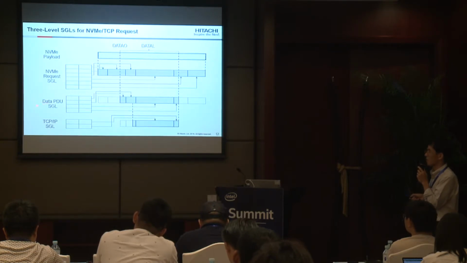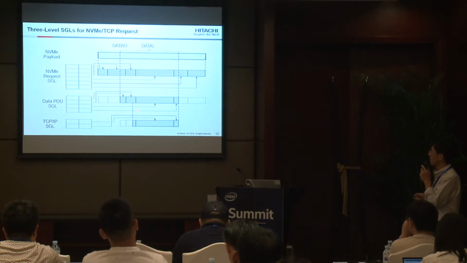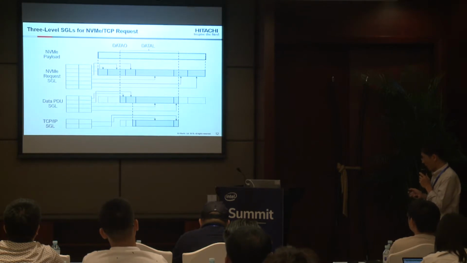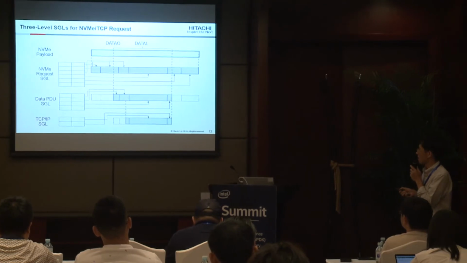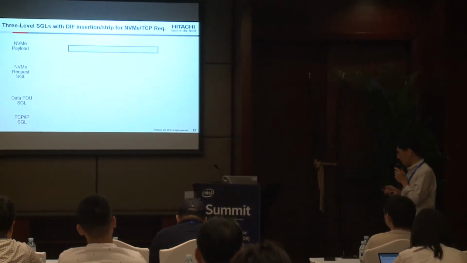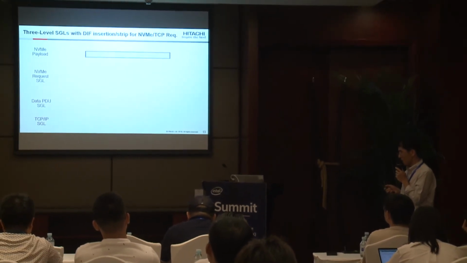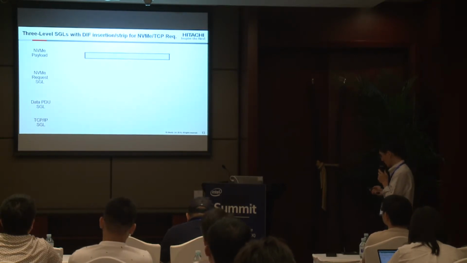And this case doesn't include any DIF feature, but we have to add DIF insert and strip into these 3 level scatter gather lists. So the implementation is slightly complex, but fortunately we can do that. So this page shows the 3-level scatter gather list when DIF insert or strip is enabled.